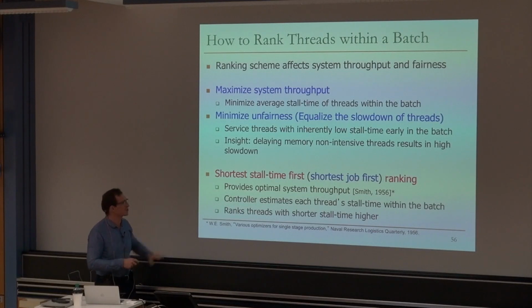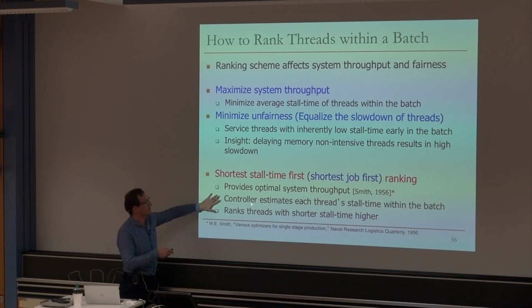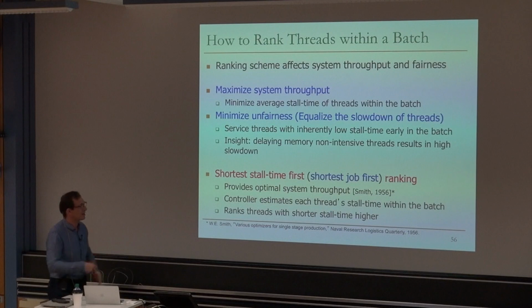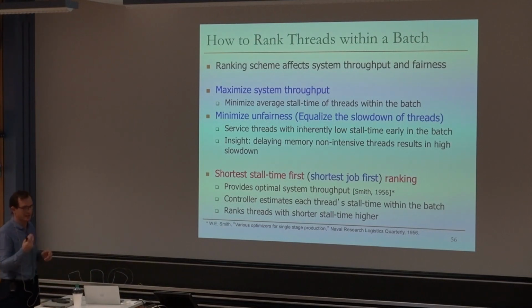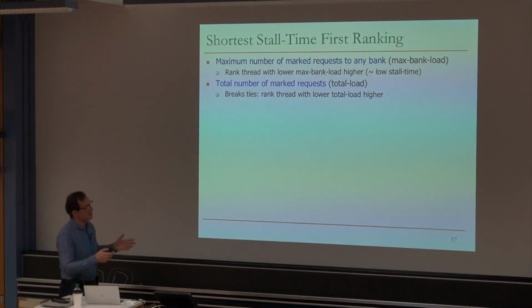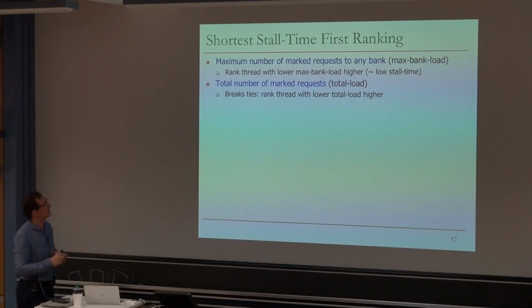We'd like to estimate what is shorter. Basically, the controller estimates each thread's stall time within the batch, and it ranks the threads with shorter stall time higher. I'll give you an example of this to make concrete sense of it. So this is what we're going to do.